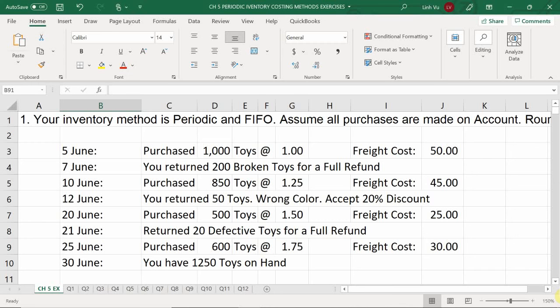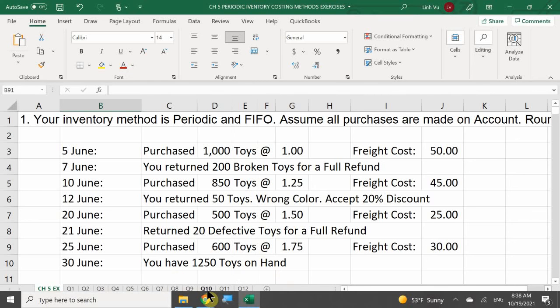So we're going to be taking a look at the Chapter 5 review, where we're going to be introducing the concepts of purchase returns and allowances, as well as beginning inventory. So we are going to take a look at all three different methods that we taught in class.